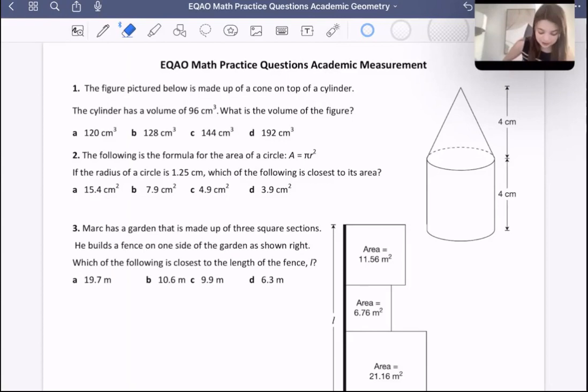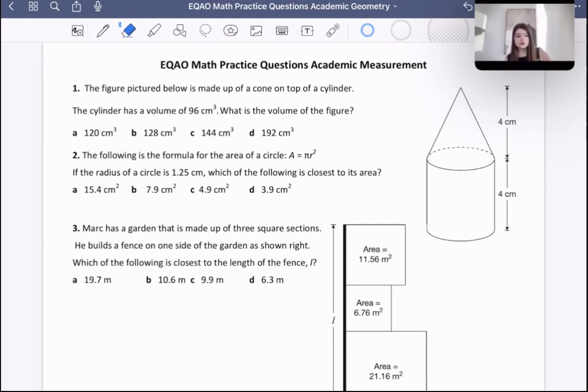So today we are going to be doing our EQAO math practice for academic measurement. A lot of this, again, is going to be the same materials that we learned in the last unit, in terms of volume, surface area, those kinds of things are going to come up here. So we're going to go ahead and go through these. And this will also help you practice for your final exam and for the EQAO. So let's get into it.